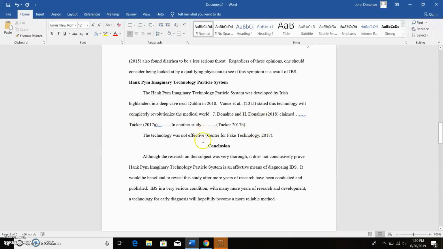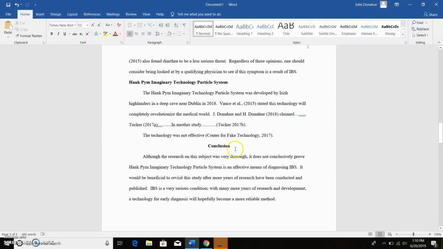Now, a lot of your articles or research may come from a website or a company. Obviously, sometimes they won't have authors. What you're going to do is take the name of the company. The technology was not effective. Center for Fake Technology 2017. You want to find the name of the company or the name of the website with the date that article was published on the website, and that's how you would cite that.